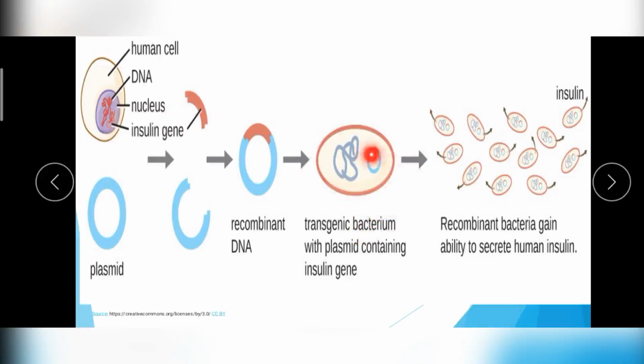coli cell by cloning the human insulin gene in the plasmid, and these plasmids, when you are introducing them into the E. coli cells, have the capacity to produce the insulin on a large scale. So in this manner, the human insulin or humulin is used for the treatment of diabetic patients.